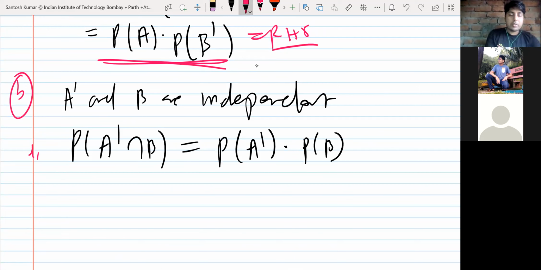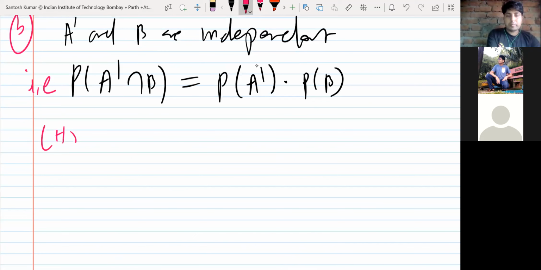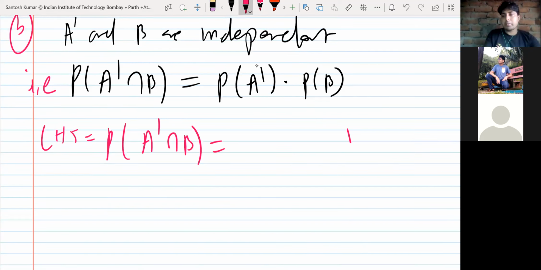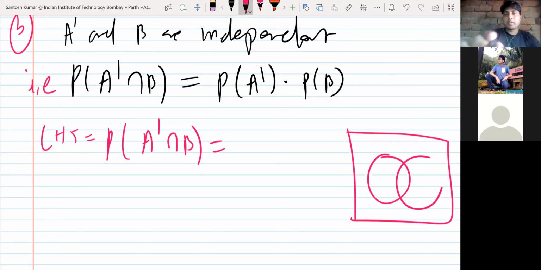Okay, so let's start with the LHS. Probability of A complement intersection B. If you see in the Venn diagram, this is set A, this is set B. So A dash intersection B is B but not A. Complement means not. So B but not A. This portion is.